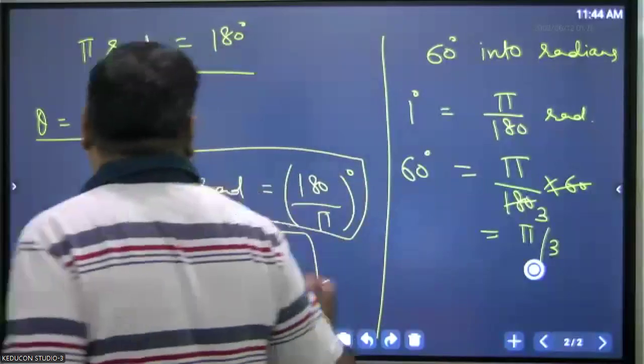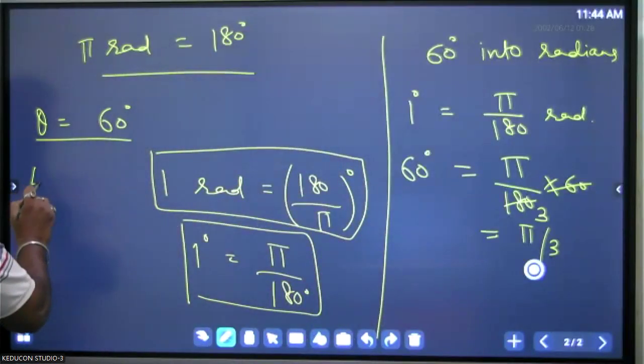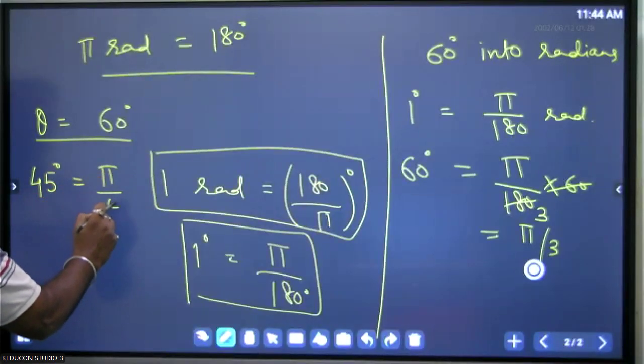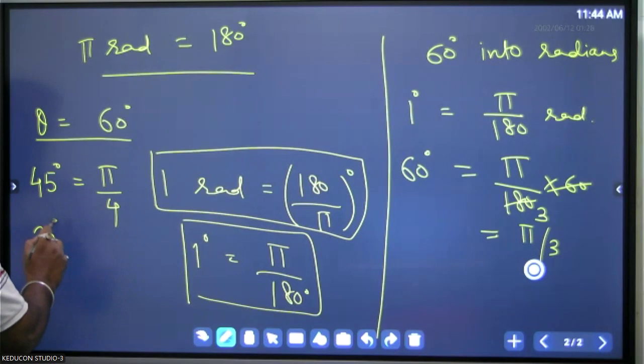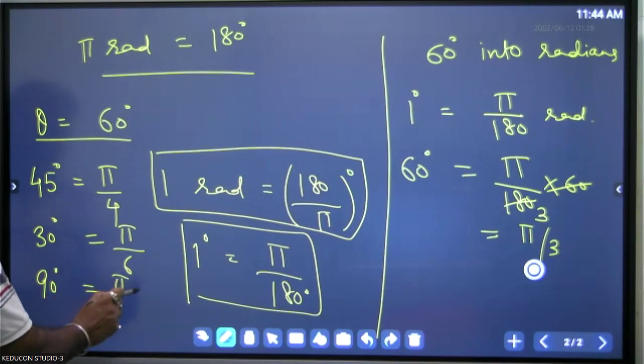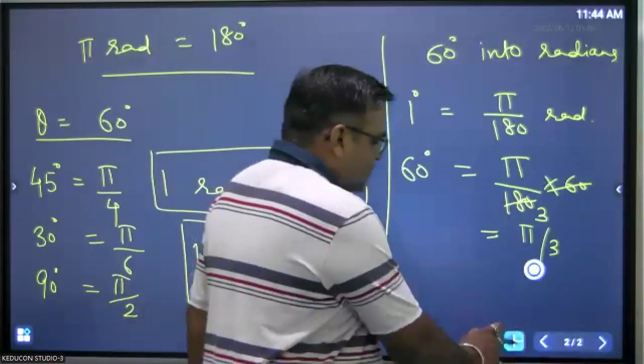So some important angles, for example, 45 degree is written as pi by 4 radian. 30 degree is written as pi by 6. 90 degree is written as pi by 2, right? And 180 degree is pi, right, students? So this is a way to convert from degree to radian.